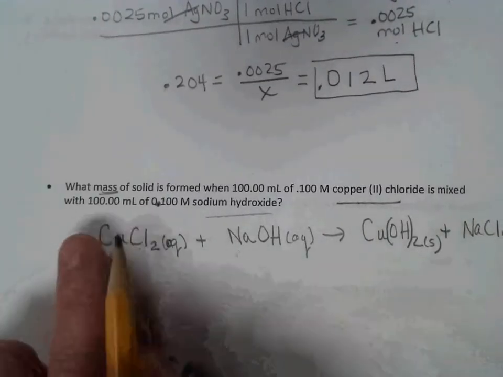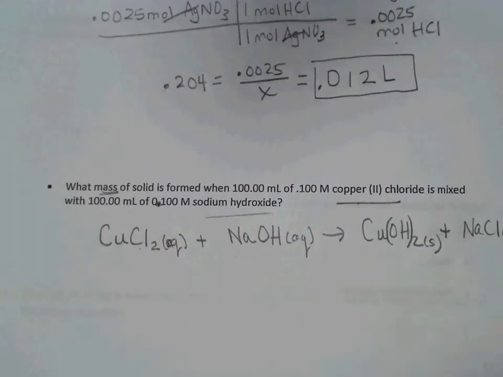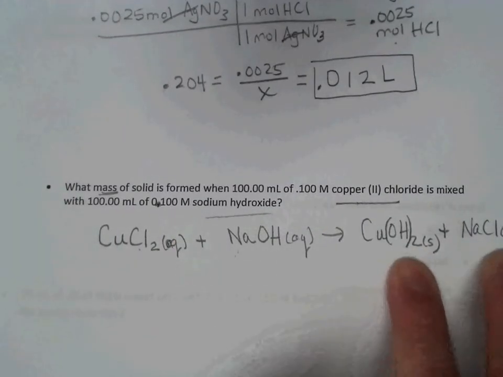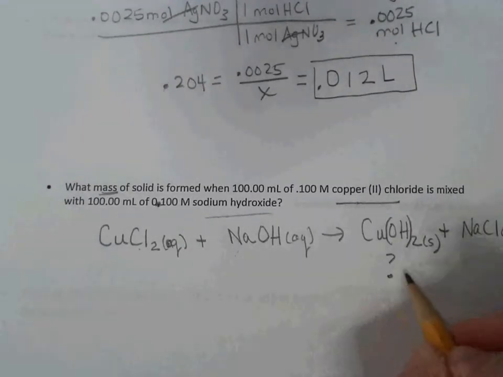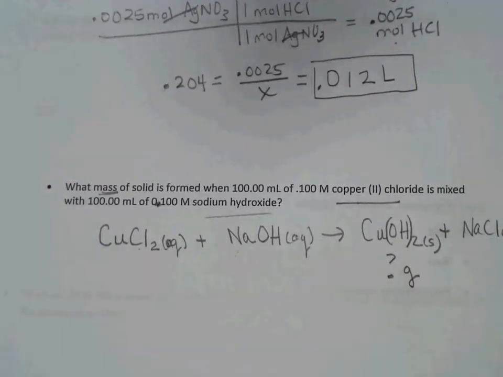Now, why is that so important? It says what mass of the solid is formed. Well, you've got to figure out which one's going to be your solid first, right? Okay. So this is where I'm wanting to go. How many grams of that is going to be produced?